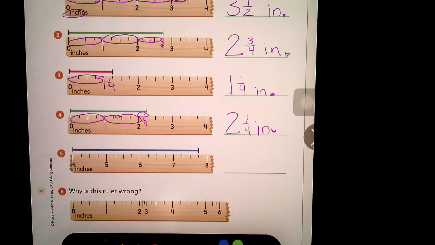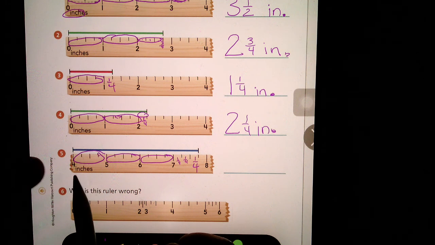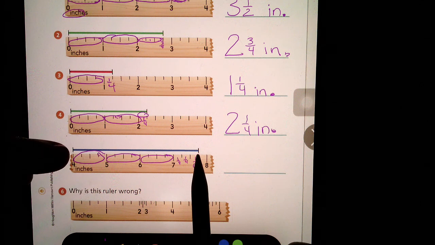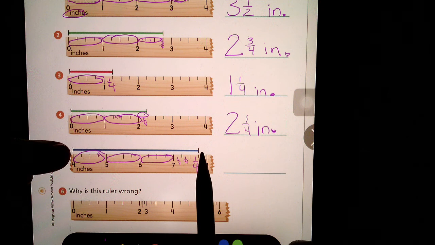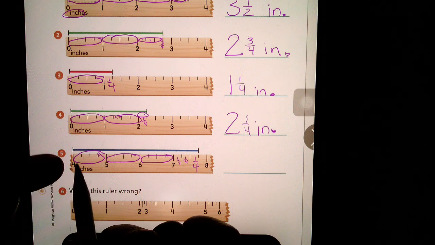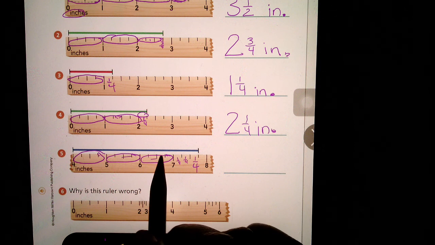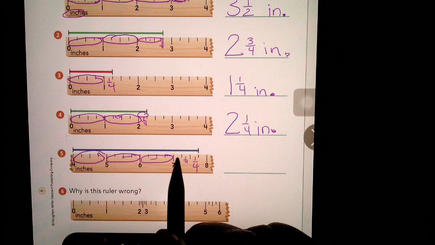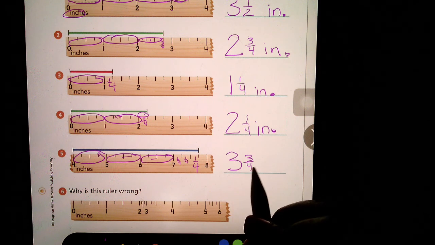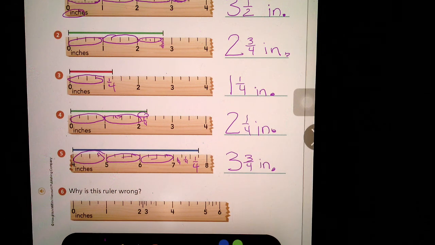Pause the video and try number 5. Okay, so here, notice how they started with the number 4. That doesn't matter. We're still measuring the length of this particular piece of blue string. So even though they started here, we're still counting the segment lengths. So 1 inch, 2 inches, 3 inches, plus 1/4, 1/4, 1/4. So that's going to be 3 3/4 inches. Pause the video and try the last problem.